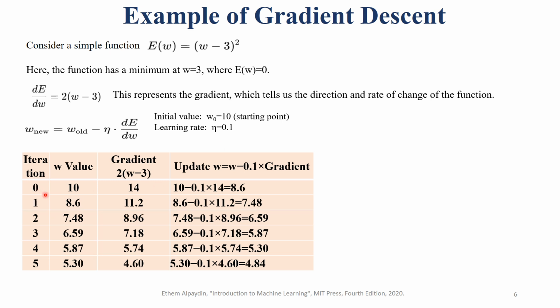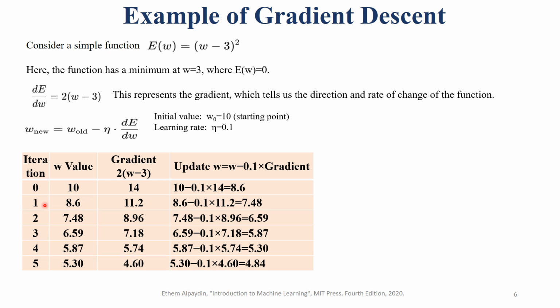So in the 0th iteration, the W value is 10, that's the starting point. The gradient is computed using the formula 2 into (W minus 3), and the value is 14. And the W value is updated using this formula here. So the old W value, the learning rate, this is the gradient, it's 8.6.